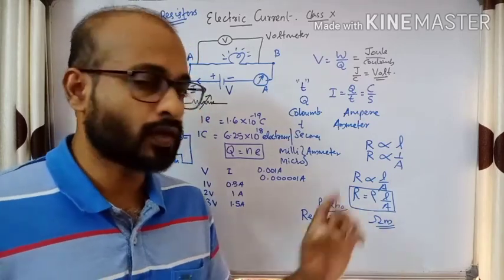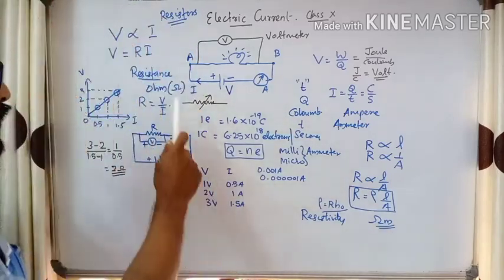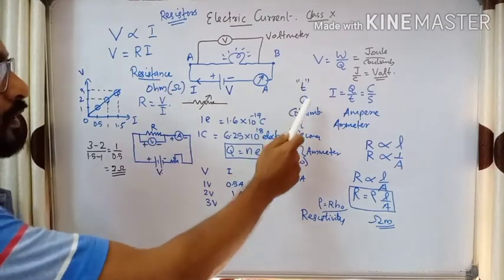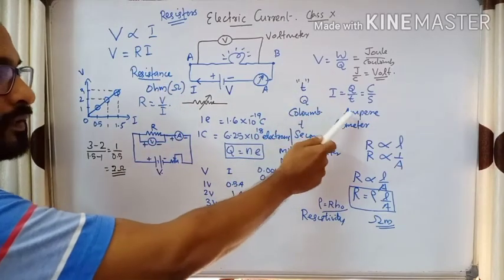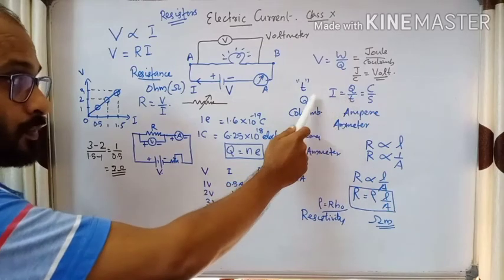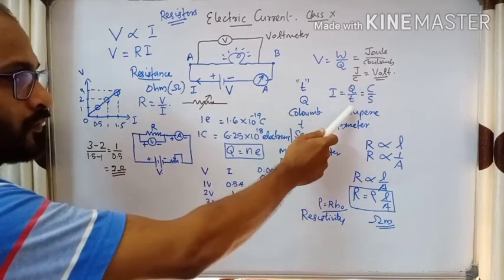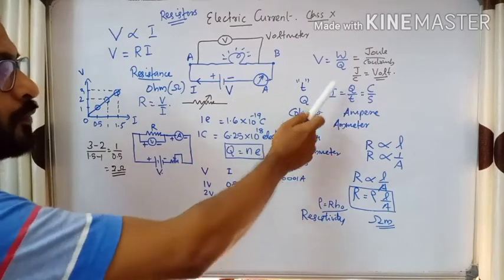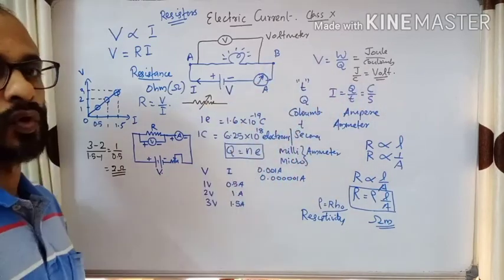Ohm meter is a unit of resistivity. Ohm is a unit of resistance. Coulomb is a unit of electric charge. Ampere is a unit of electric current. Then potential difference has the unit volt.